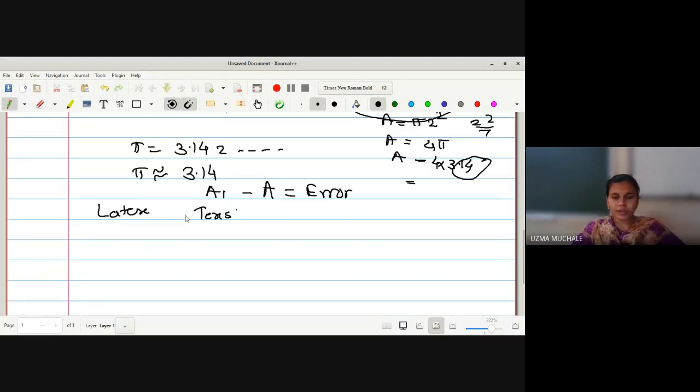Okay, that is a very important property of TeXstudio: whenever you run a program, it will show the error, and it even shows the line number where you have the error. Suppose the error is at line number 10, so it will show the error is at line number 10. So you can go directly to line number 10 and remove the error.